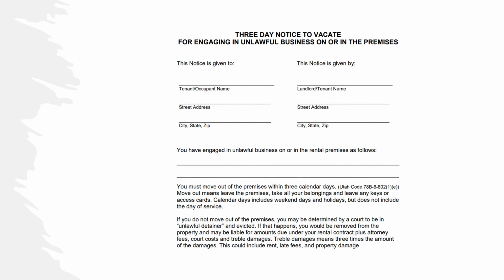The 3-day notice to vacate for engaging in unlawful business on or in the premises of the landlord's property provides for 3 calendar days, as you can see on the PowerPoint here. Again, you would only use this if the business wouldn't be classified as a nuisance to other tenants on your property. You would use this if the business is affecting other individuals on the property. It is recommended that you use the nuisance notice instead of the unlawful business notice.